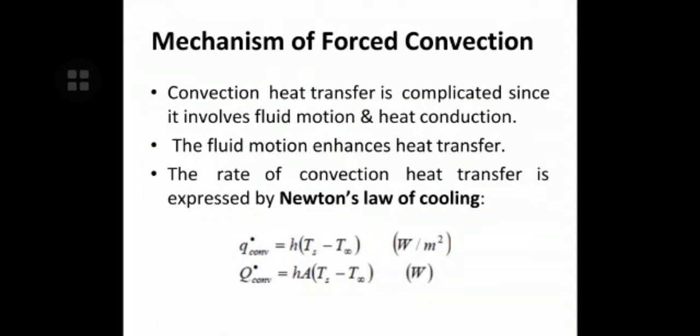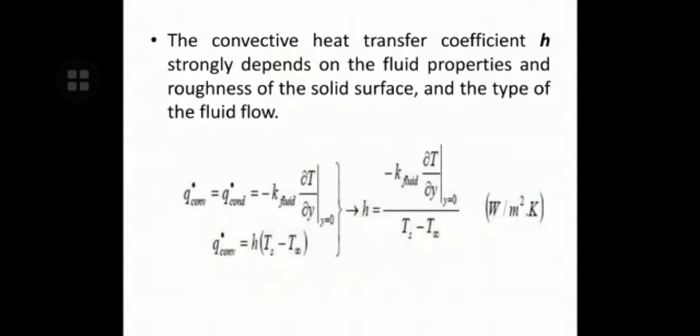Mechanism of forced convection. As it involves fluid motion and heat conduction, it becomes quite complicated. By Newton's law of cooling, the rate of convection heat transfer is given by the convective coefficient times the change in temperature, that is Ts minus T infinity. As we know, the rate of convective heat transfer can also be given as minus K fluid into delta T by delta Y at Y equal to 0. By comparing the two equations, we get the convective heat transfer coefficient as the ratio of minus K fluid delta T by delta Y at Y equal to 0 to Ts minus T infinity.